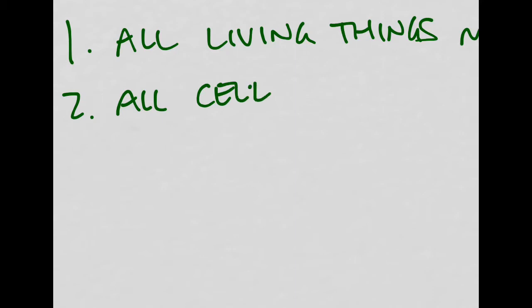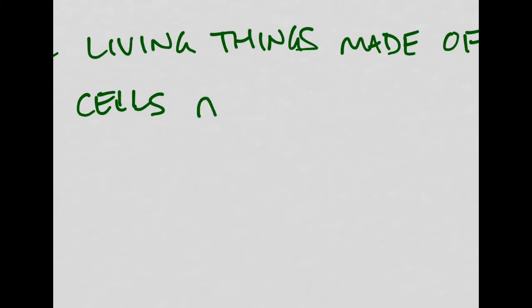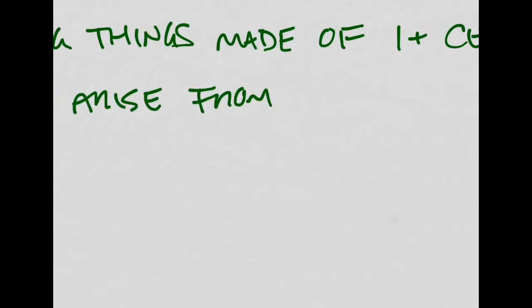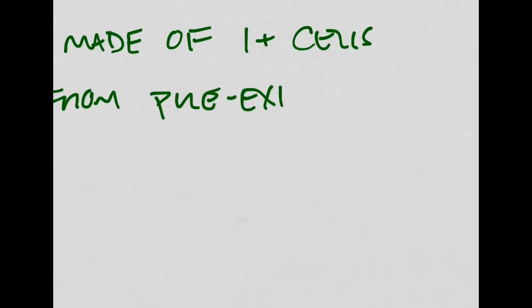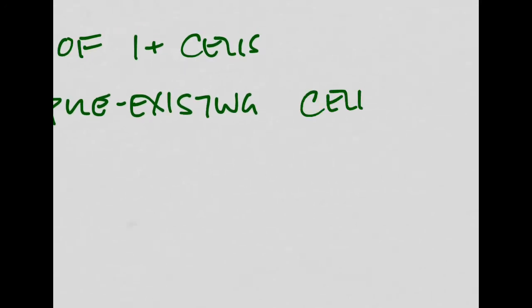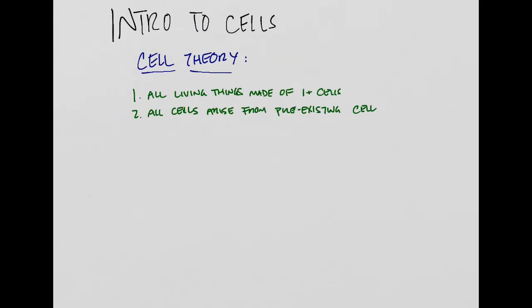ooh, there's an extra little dot in there. Oh, no fixing it. All cells arise from pre-existing cells. In other words, they don't just spontaneously develop. Now, of course, that begs the question, well, how did the first cell come to be?